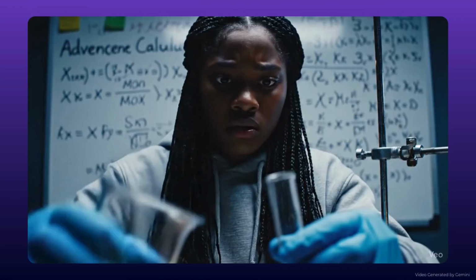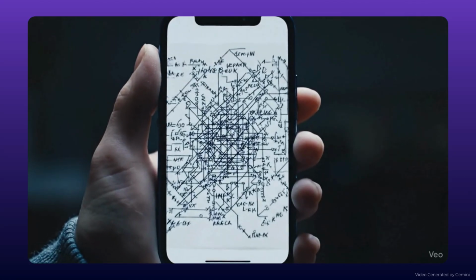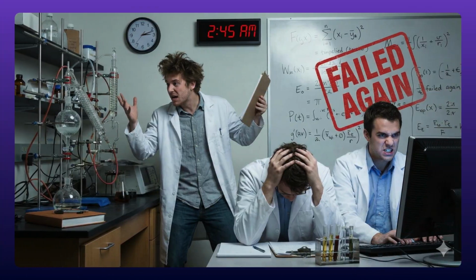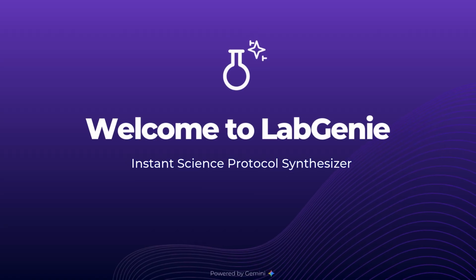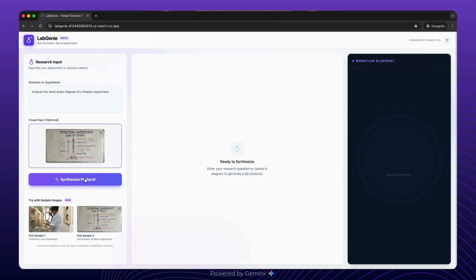wasting time. You know the goal: find the unknown concentration of that acid. But getting the protocol ready, that's days of work. Forget typing. We upload our diagram right here. We give LabGenie the simplest prompt: analyze this hand-drawn diagram of a titration experiment.